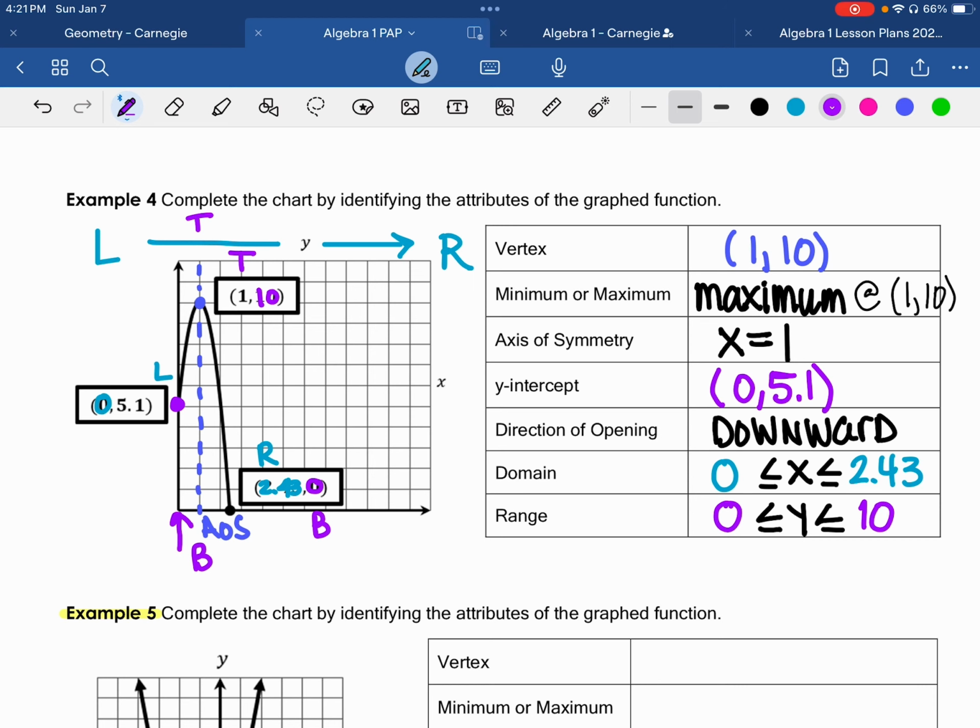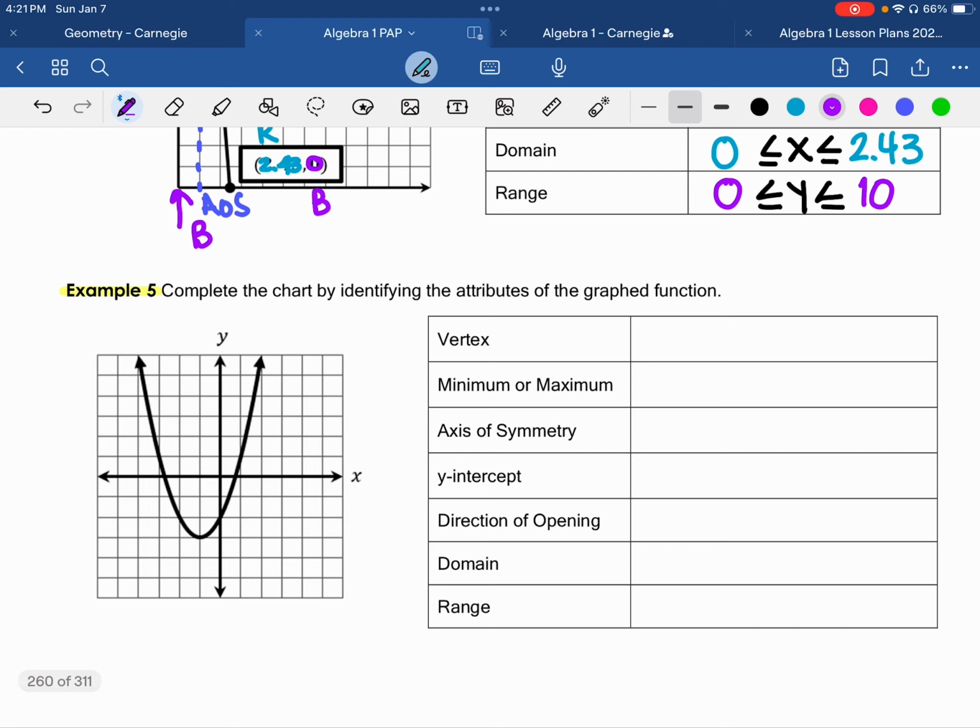We also went ahead and did example number 5 with our groups today. So I'm going to go ahead and let you pause the video and try to answer that one as well.